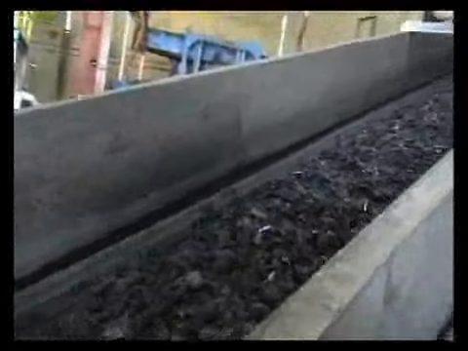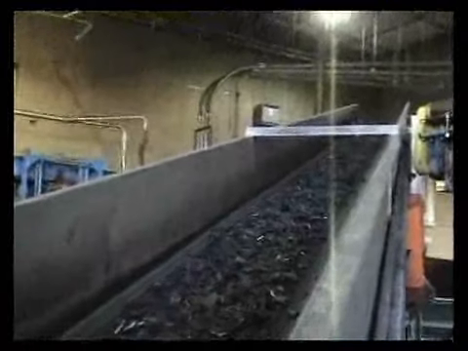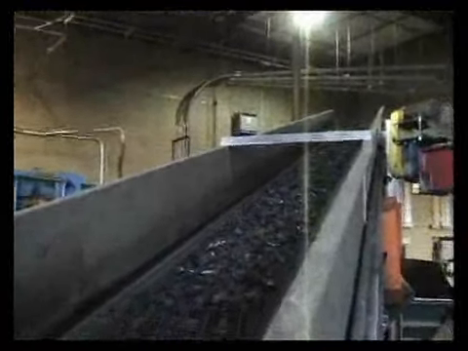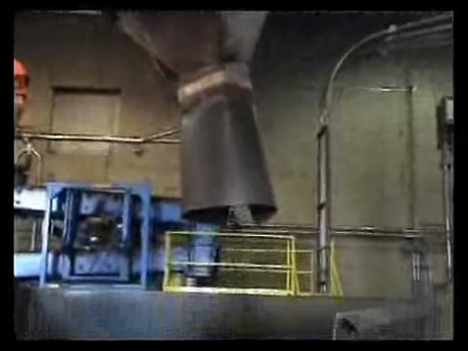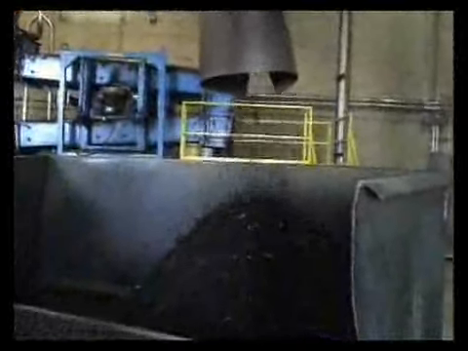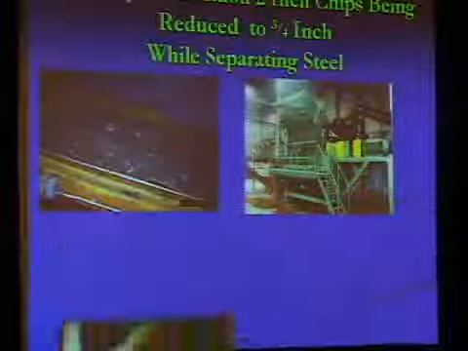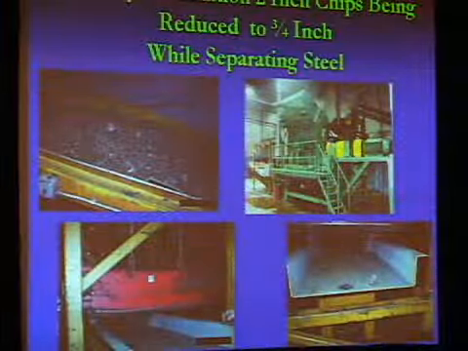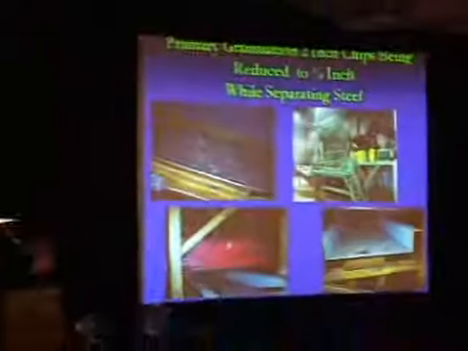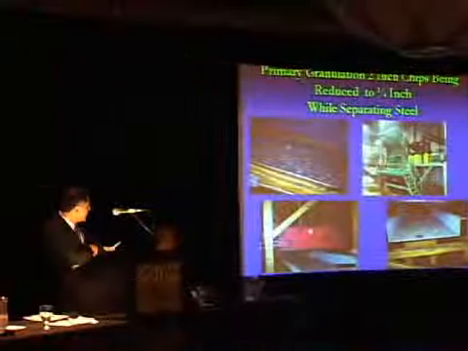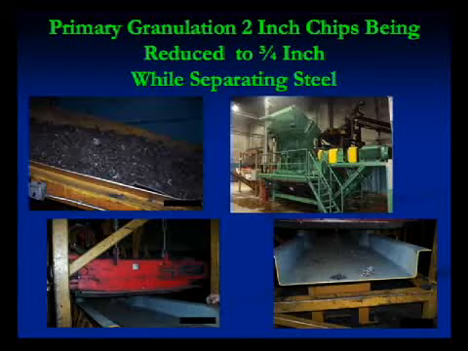At this stage, we are taking the 2-inch shred, which is coming from the shredder, to granulation. We reduce the size down to 3/4 inch. Over 90% of the wire gets picked up by a magnet in this stage. This is the cross-belt magnet you're looking at, and the discharge table.